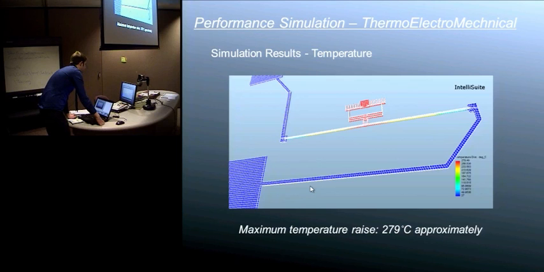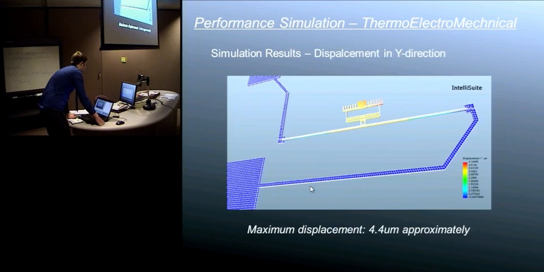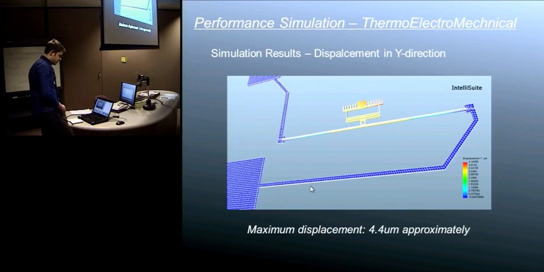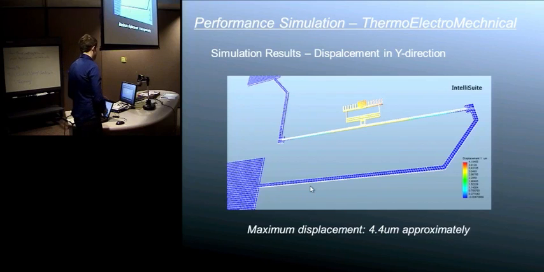Here we can see our temperature distribution and our displacement. Our displacement in the y direction would be how we're actuating our optical signal. You can see here that it's moving once you apply a voltage.